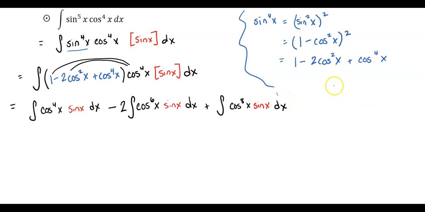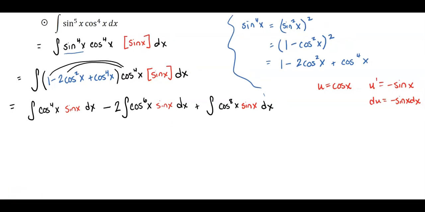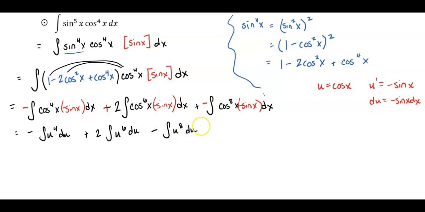Now, for all three of these problems, we're going to let u be cosine of x, which means u prime is negative sine of x, and du is negative sine of x dx. So again, I'm going to put the negative in there that I need, which means I need to multiply by a negative on the outside, which is just going to change signs all the way across the board. And this gives me negative integral of u to the fourth du plus 2 integral of u to the sixth du minus the integral of u to the 8th du.